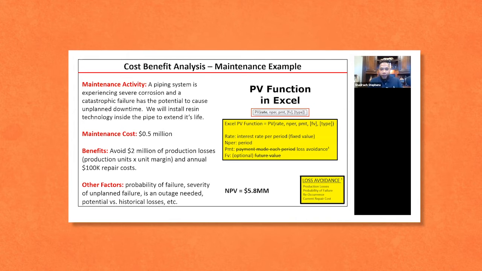So I'll give you just a quick example. I made this one up. In this one, a piping system is experiencing some severe corrosion. And if we have a catastrophic failure, it's ultimately going to lead to some unplanned downtime against production. So the team wants to install some new technology to extend the life. It's going to cost about $500,000 to do it. The benefits are we can potentially avoid $2 million of production losses.